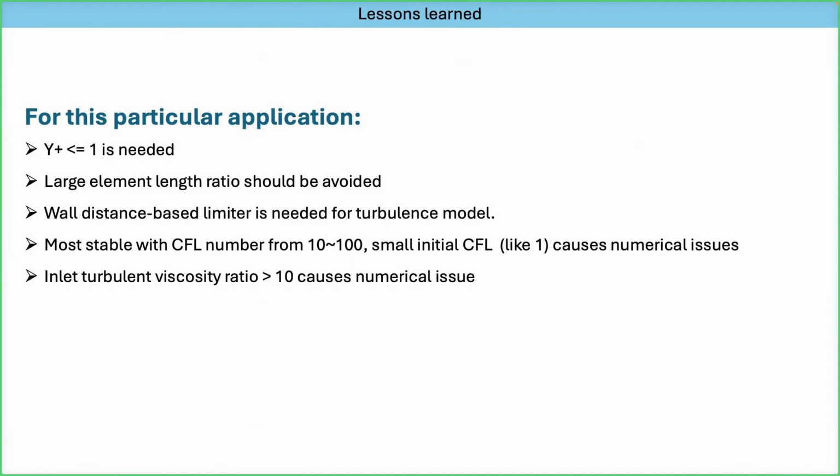And finally, a large initial viscosity ratio also causes numerical issues. And this is the main cause that leads to an under-prediction in the turbulence length scale. And we are looking into this.